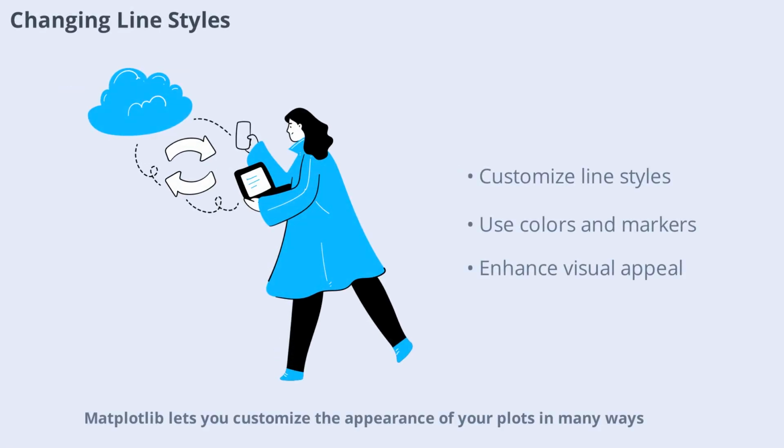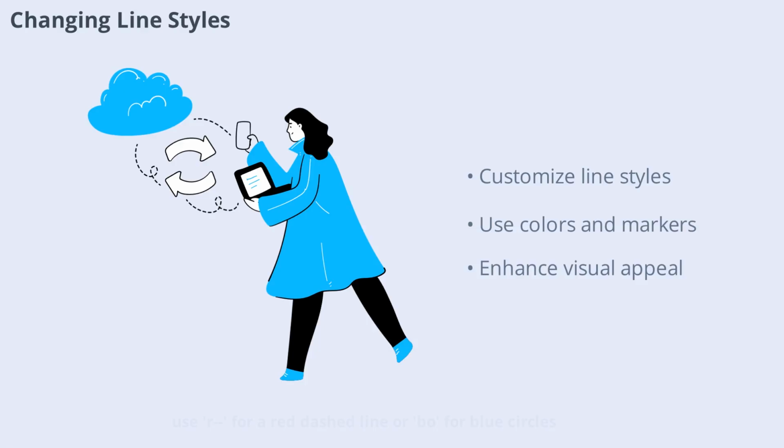Matplotlib lets you customize the appearance of your plots in many ways. You can change line styles, colors, and markers to make your charts more visually appealing or to highlight specific data. For example, use 'r--' for a red dashed line or 'bo' for blue circles. These options help you tailor your visualizations to your audience and your message.